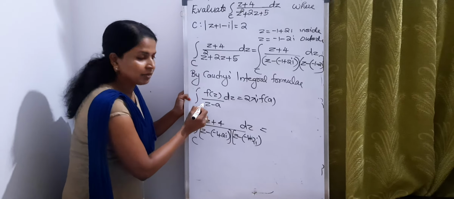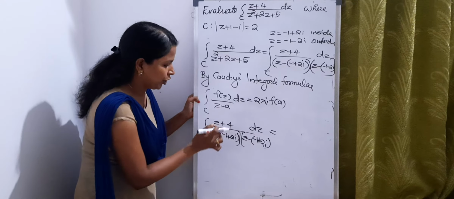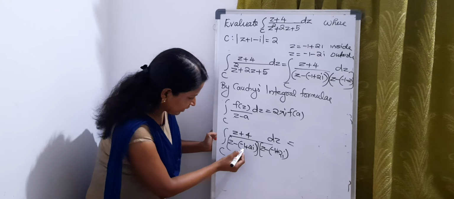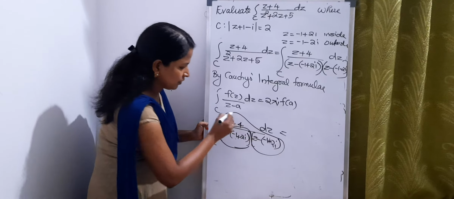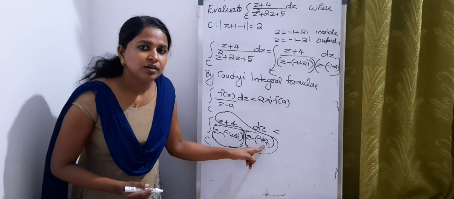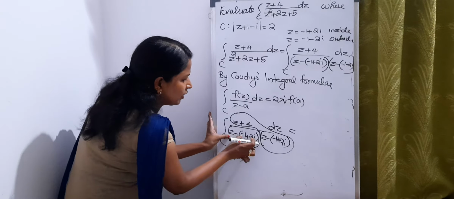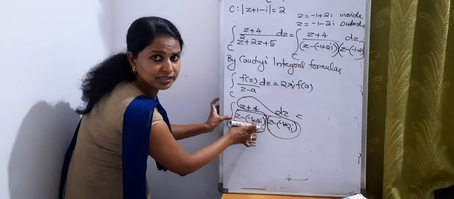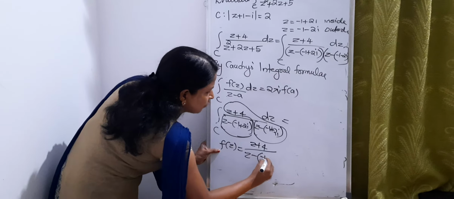Here z minus a is the factor of a. A is the inside point. Here which point is inside? Minus 1 plus 2i. That is minus 1 plus 2i. This point is the inside point. The remaining term is z plus 4 by z minus of minus 1 minus 2i, which is the function f of z. Since minus 1 plus 2i is the inside point, this is the factor z minus a. The remaining term is f of z, z plus 4 by z minus of minus 1 minus 2i.